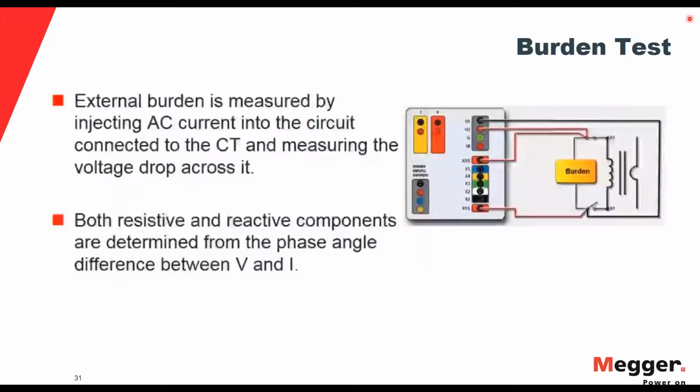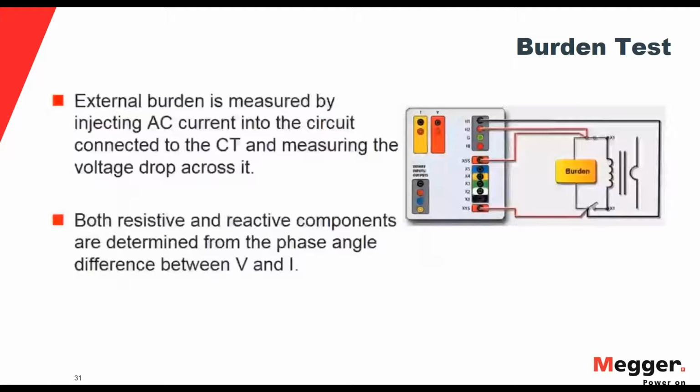And last, the burden test. It's something done on your relay or your meter. We basically inject a small AC current, usually the rated current of that input, 1 ampere or 5 ampere, and measure the voltage drop across it. And from the voltage drop and the current, you can calculate the burden as a VA value and an angle as well.